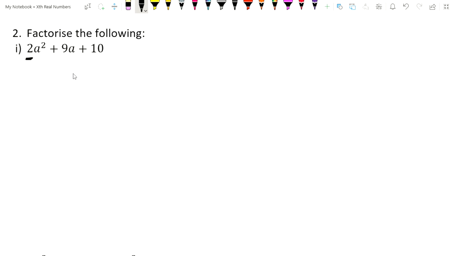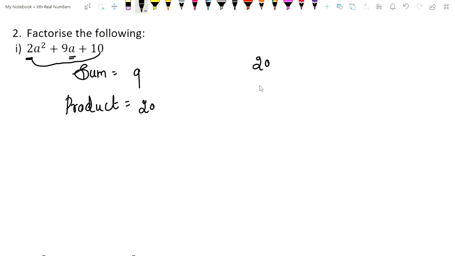Okay, listen carefully, children. Sum equal to, what is the sum? Coefficient of a. So 9, plus 9. Okay. Product equal to the multiplication of the constant and the coefficient of a square. So 2 tens are 20. Now write the factors, all the possible factors you should write. 1 twenty, 2 tens are 20, 4 fives are 20.